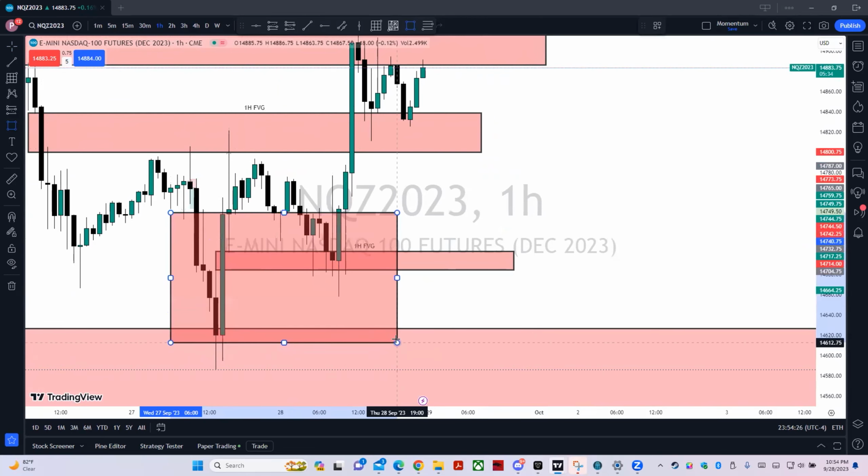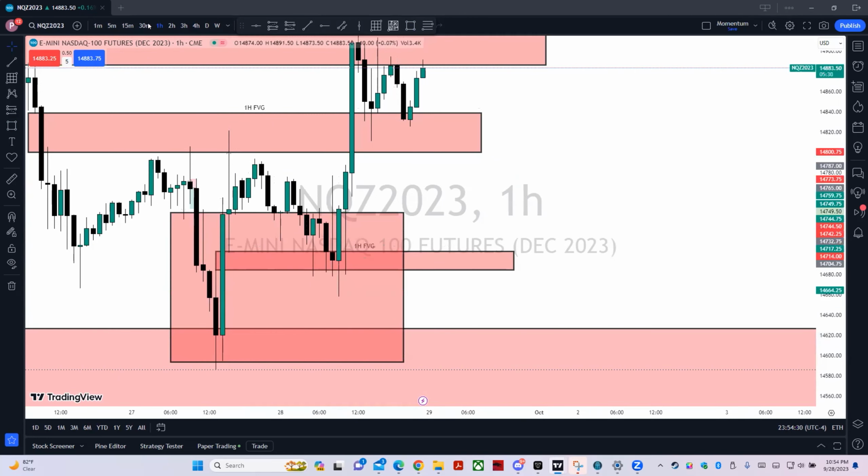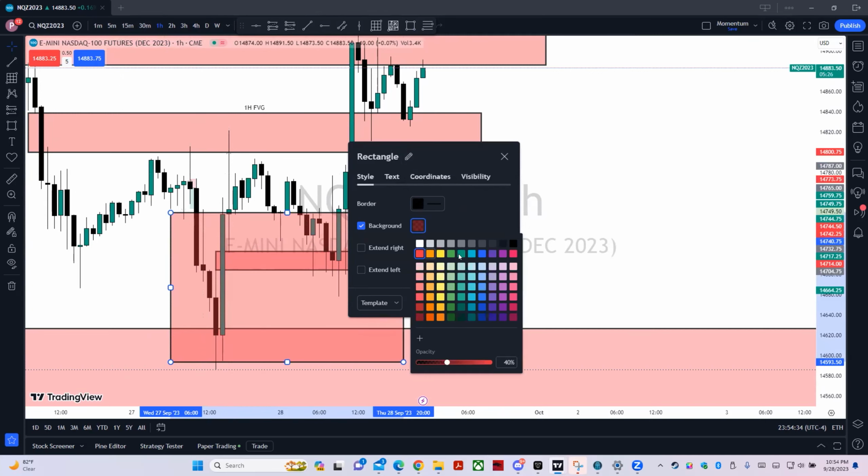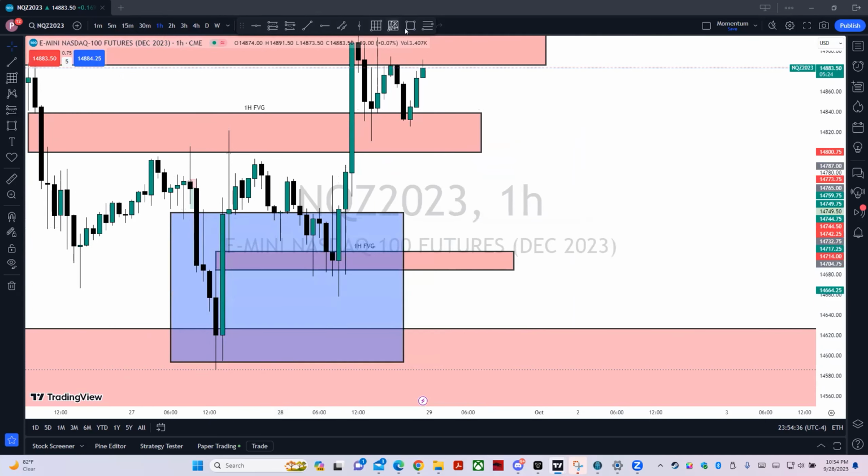Let's take this right here. Okay. So let's just take this area right here. I'm going to make it blue. Let's put the GAN box on it.